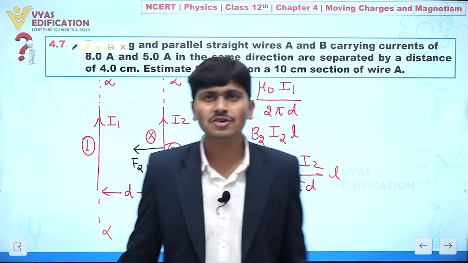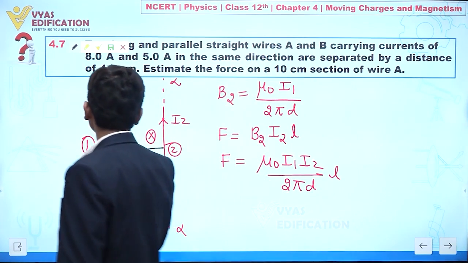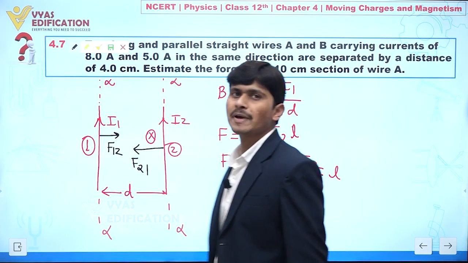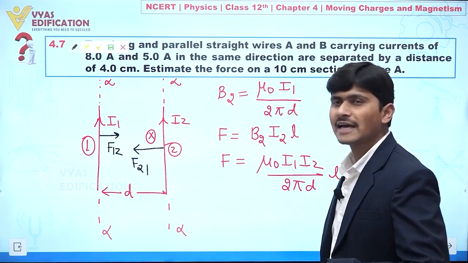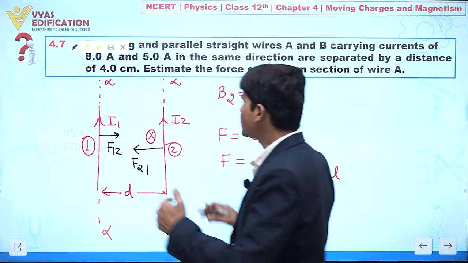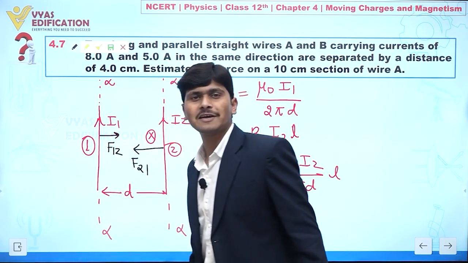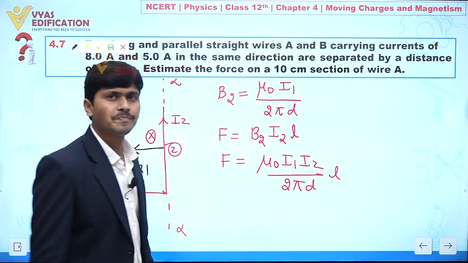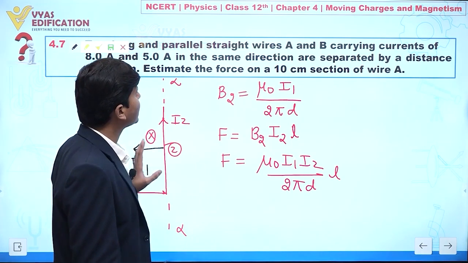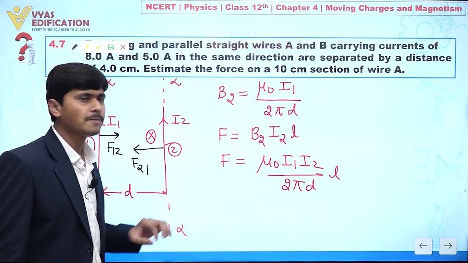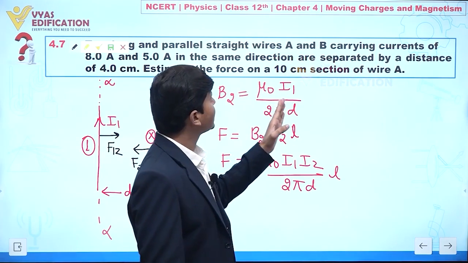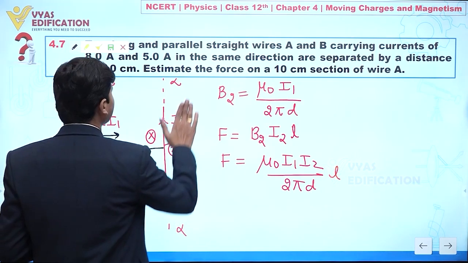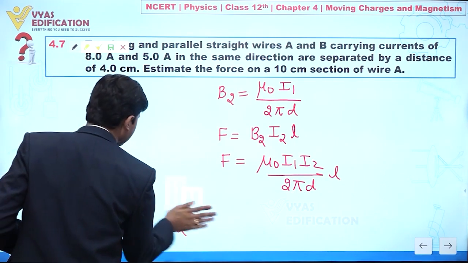Similarly, you can find the magnitude of the force acting on 1 due to 2, and it has the same magnitude, but the direction is opposite. So we can say an attractive force is acting between these two wires. This is the magnitude of the force acting between these two wires. Our objective in this question is to calculate the force on a 10 centimeter section of wire A. So now I am writing the values and I can get the answer.